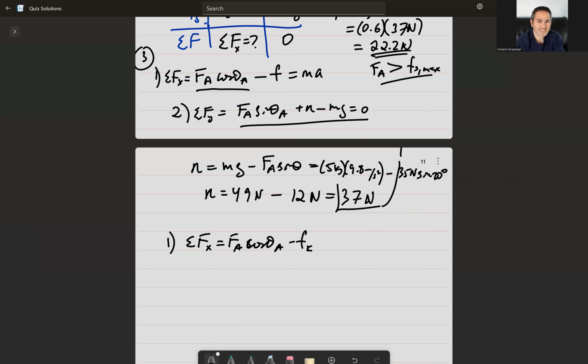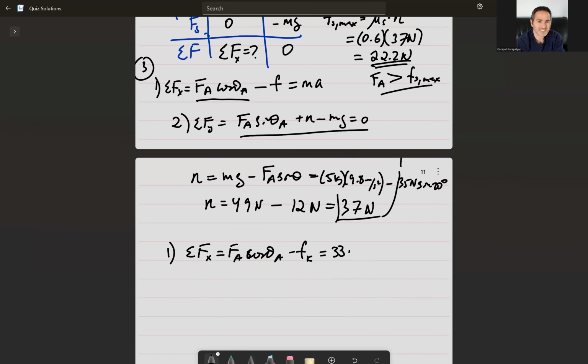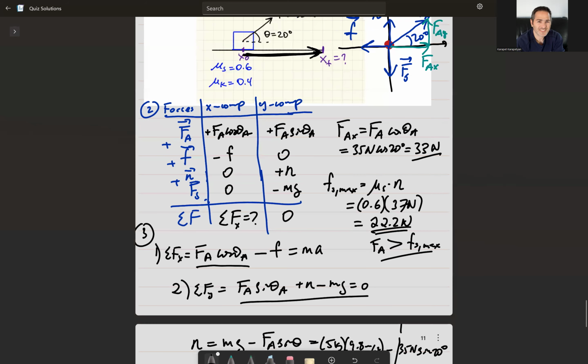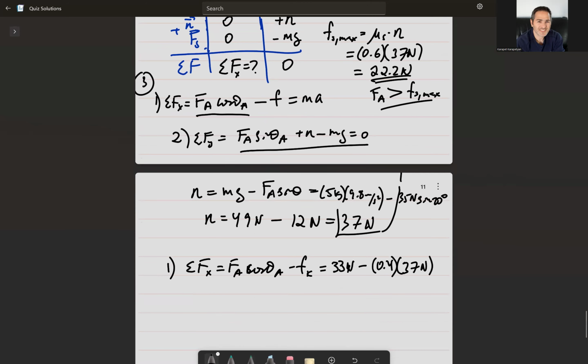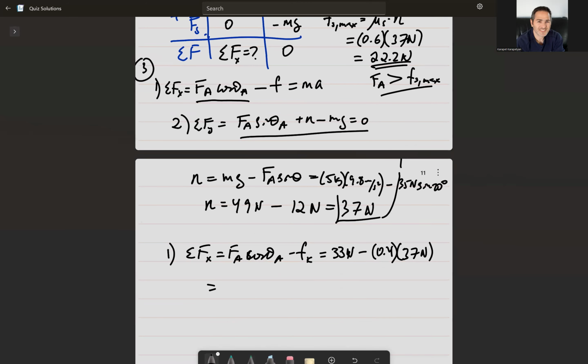Well, which means that here I can calculate this to be 33 newtons. But kinetic friction, I have to come back and calculate, which will be then in the picture here, 0.4. So 0.4 times normal force. So 0.4 times 37 newtons, which is the normal force. So equals 33 newtons minus 0.4 times 37. We end up with 14.8, just round it to, let's say, 15 newtons.